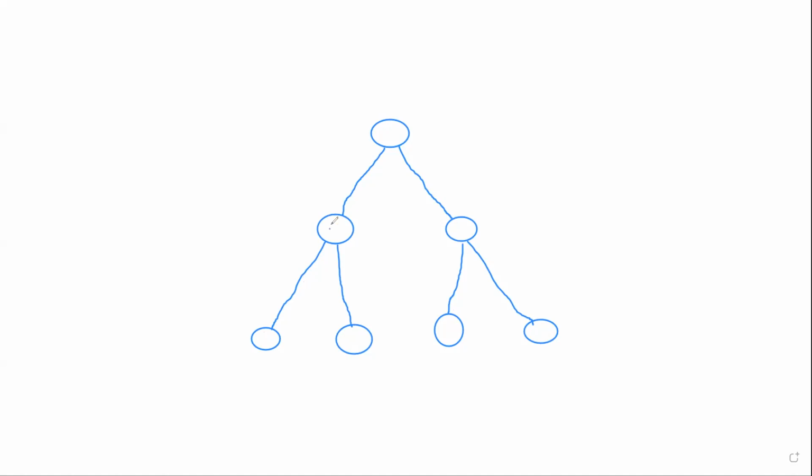This node will be considered a parent node. Okay, so this is a tree. This is a tree-like structure, and here hierarchy exists. Okay, so this is the 0th level.